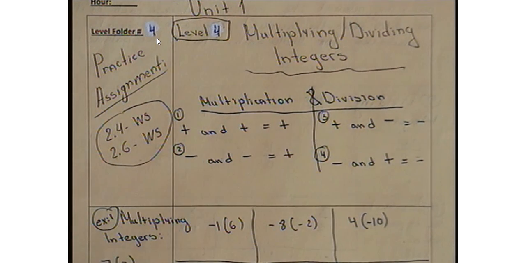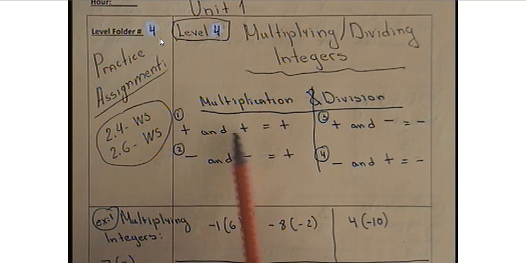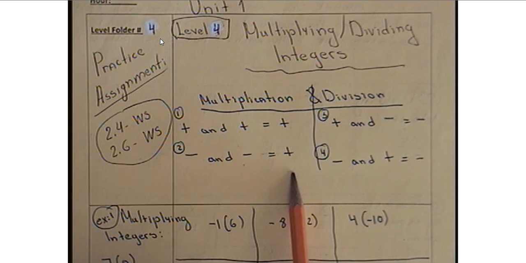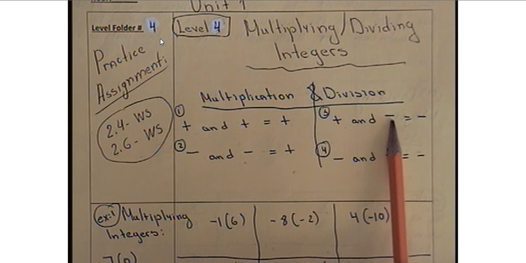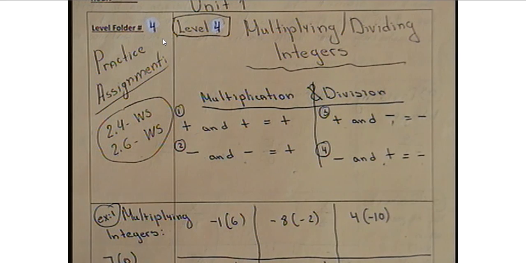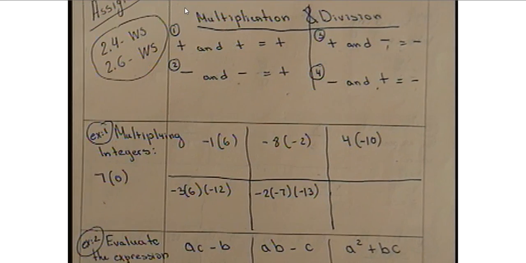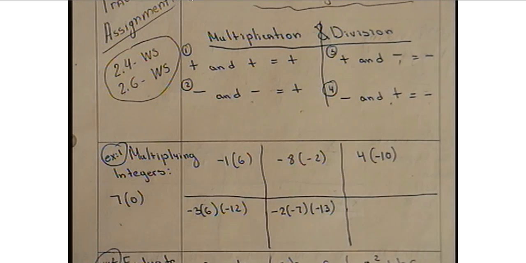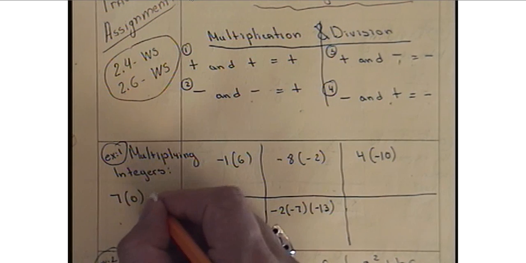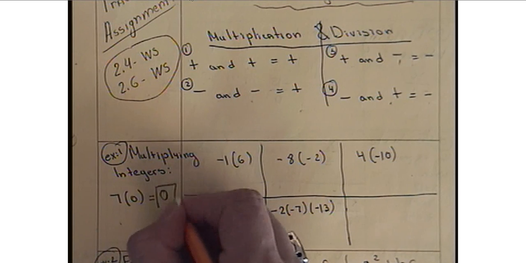So in other words, if you have the same sign in front of the two numbers, you get a positive answer. If you have a different sign in front of the numbers, you always get a negative answer. Let's see what this is about. Multiplying integers. First, what is 7 times 0? Well, when we multiply by 0, any number times 0 is always equal to 0.